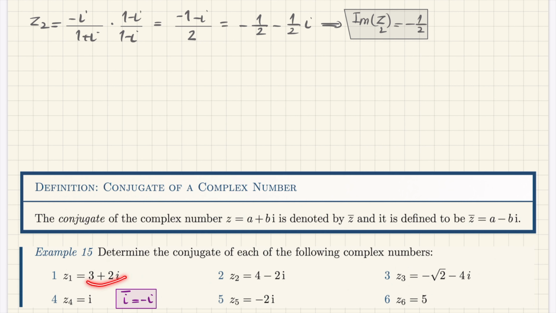So for example, if I have this complex number, its conjugate becomes the complex number with the same real part, but its imaginary part becomes the opposite. Okay, and I wrote here, it is good to remember that the conjugate of the imaginary unit is negative itself.